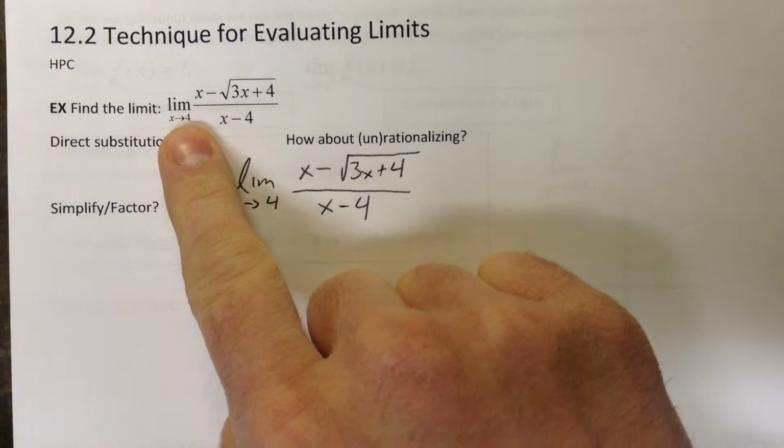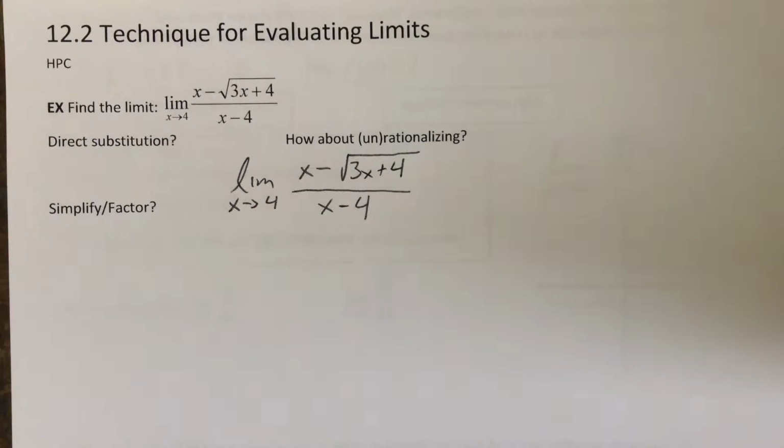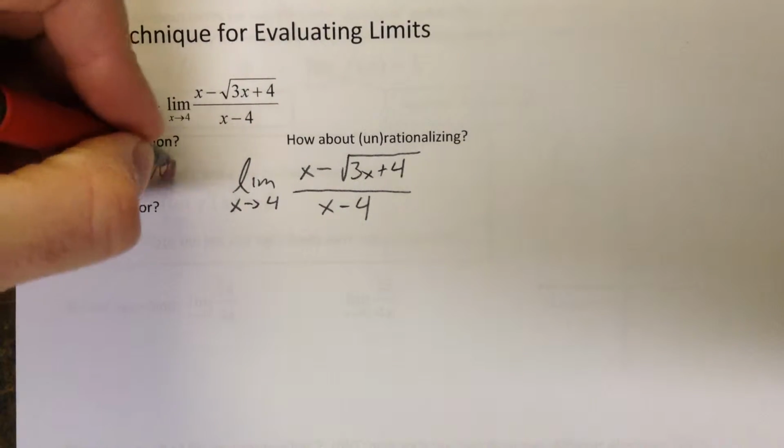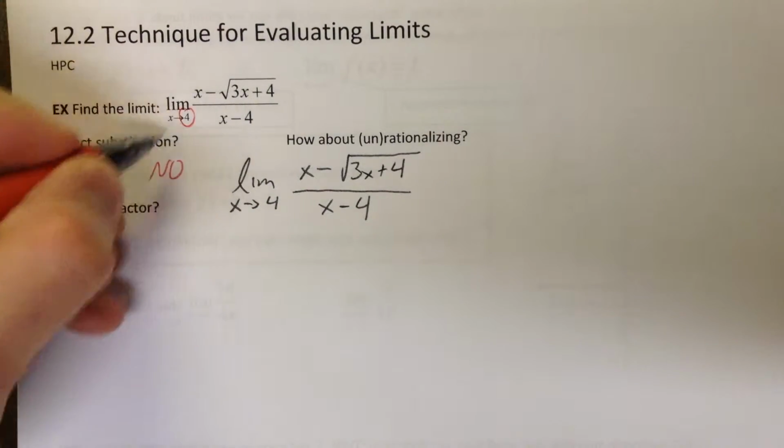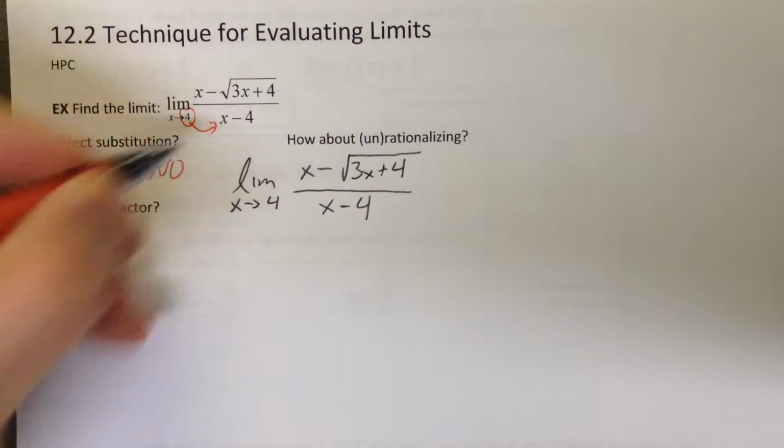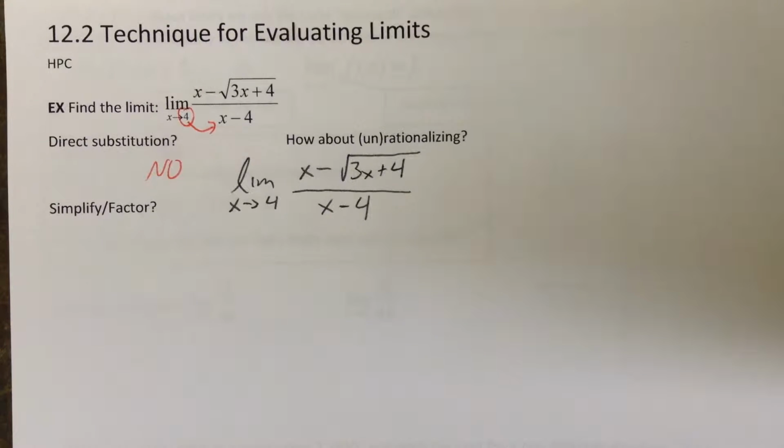So here's our first problem right here. It is the limit as x approaches 4 of x minus the square root of 3x plus 4 over x minus 4. Now you might say, well, my favorite technique is direct substitution. Can I use direct substitution? That's what I would try first. You can't. It doesn't work. The reason why it doesn't work is because if you try to take this 4 right here and type it into the denominator, 4 minus 4 is 0, and you have an error message in your calculator, undefined.